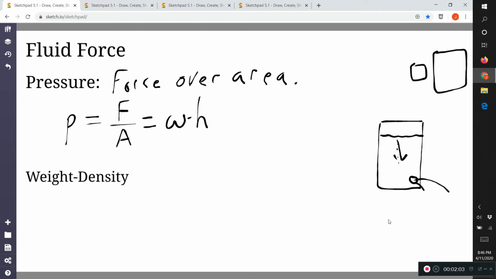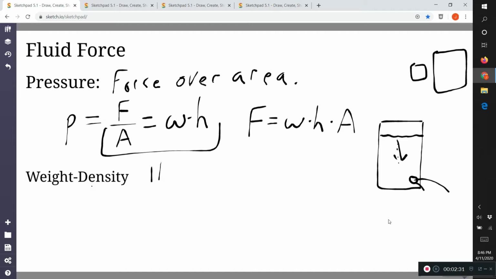Now, when we work through this, we've actually been looking for fluid force. And so I want us to focus on this part of the equation. With some algebra, we can say the fluid force is equal to weight density times height times area. The area of what will be dependent on what shape we're applying this to and how we're applying it. So just a reminder, weight density is how many pounds per cubic foot a liquid has.